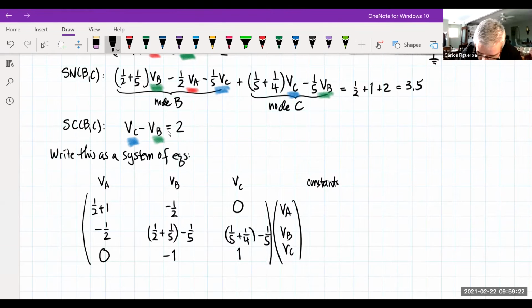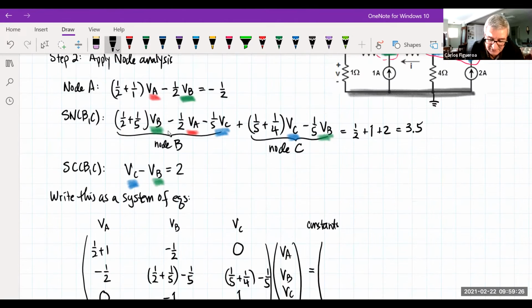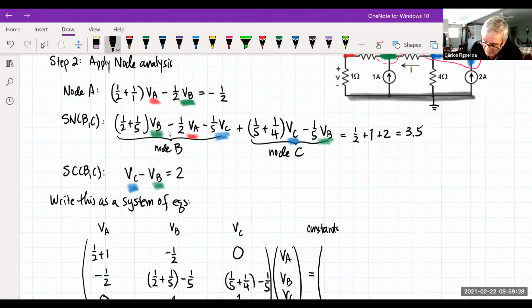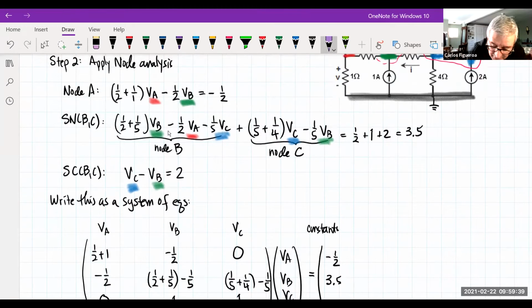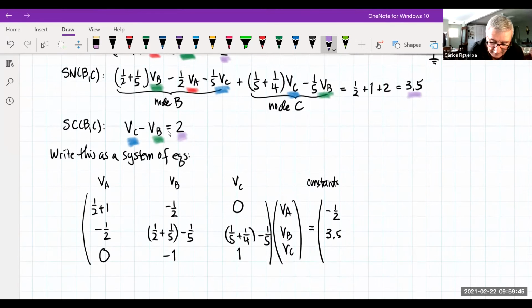Now let's look at the constant terms. If I look at the constant terms, I see that in the first node, I have a -1/2. The second supernode here, we see that this is 3.5. And then the second one, you know what? I should have been underlining these. So there's the 1/2, there's the 3.5, there's the 2. So then if I look at that, you could see here that the last term is going to be 2. That's my matrix equation here.